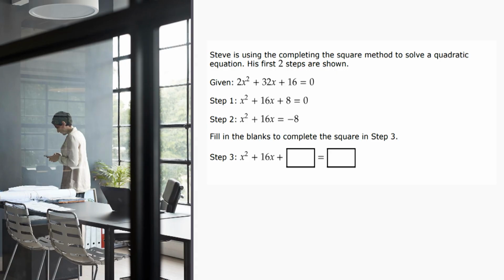So remember, we move our old C out to make room for our new C. To find our new C, we take our B divided by 2 and square it. So I would have 16 divided by 2, which is 8. 8 squared. I am adding 64 to both sides. Good job.